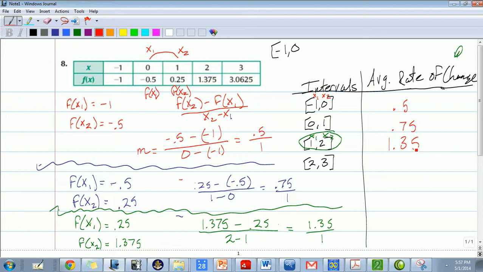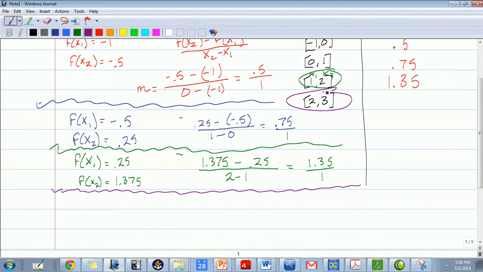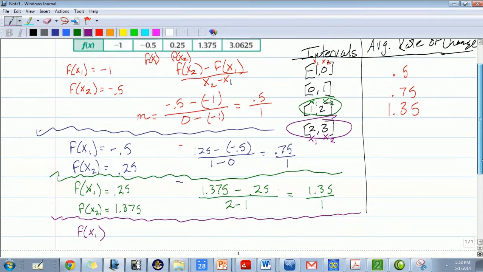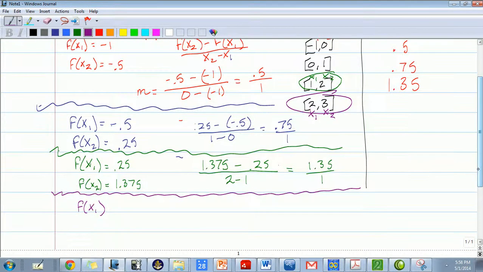And we have one more to go. I need another color. Let's go with purple. You can see now that we're dealing with the interval from 2 to 3. So if we're dealing from 2 to 3, this right here being our x1, this being our x2 now. Notice your x1 and your x2 changes with every interval. So that means now our f of x1 is going to be 1.375.